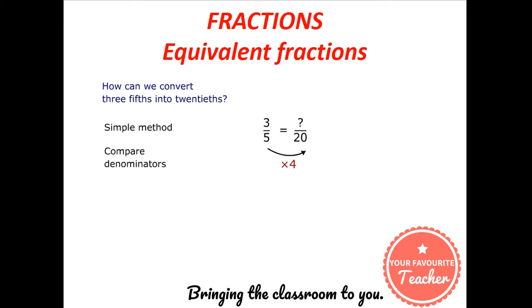So therefore, we have a number that we will multiply 3 by to get the equivalent number as a numerator. So that becomes 12/20 is the equivalent fraction to 3/5. So we say these 2 fractions are equivalent.